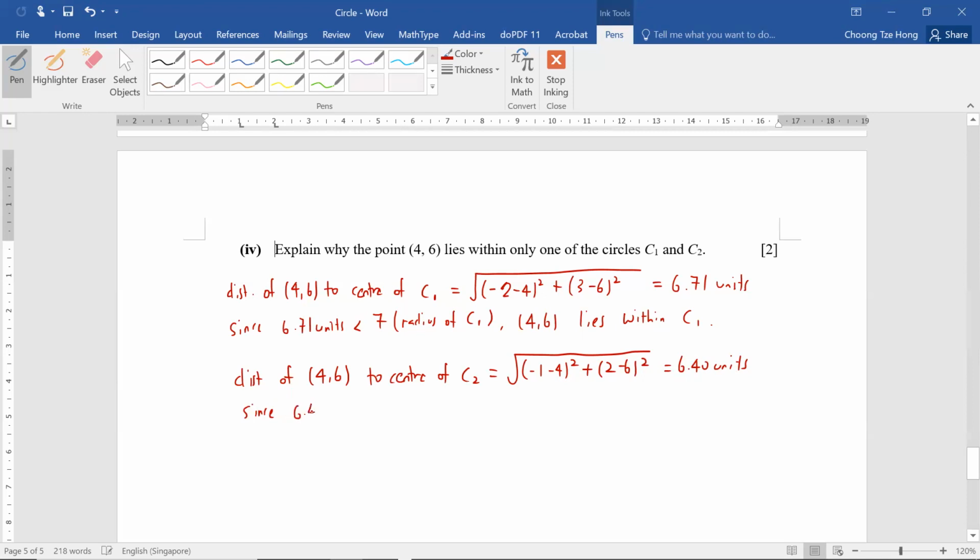Since 6.40 units is greater than 5, which is the radius of C2, 4, 6 lies outside C2. Since it lies within C1 but outside C2, it only lies within one of the circles. Hence 4, 6 only lies within C1. This is how you apply the concepts of circles.